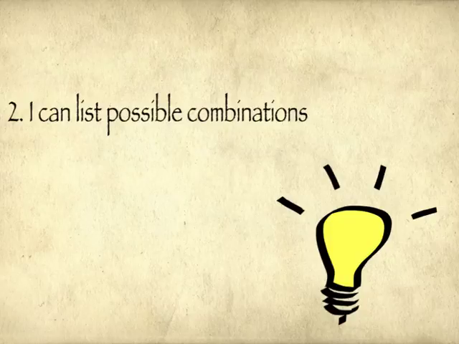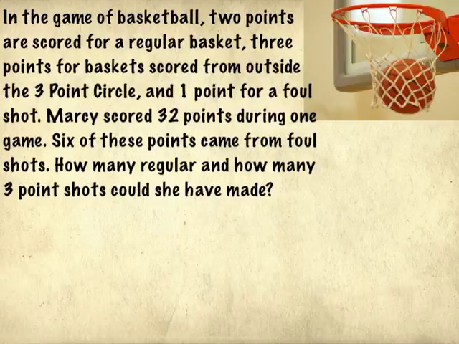Now let's look at how you can list possible combinations when you're solving a problem. In the game of basketball, 2 points are scored for a regular basket, 3 points for baskets scored from outside the 3-point circle, and 1 point for a foul shot.